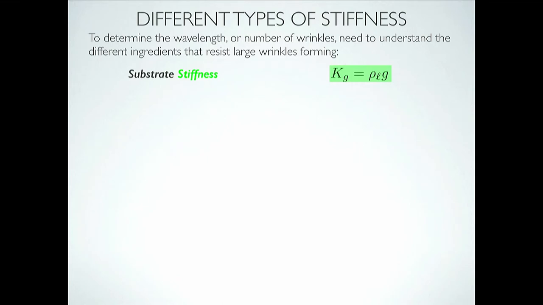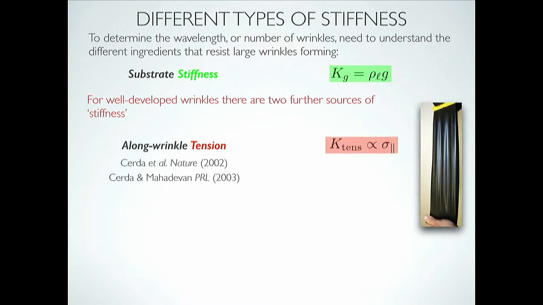This maybe what happens if you have a substrate stiffness, but there are other options for how these well-developed wrinkle patterns can be determined, okay? So one is if you have a lot of tension along the wrinkle length, okay? So this is, again, Sardar Mahadevan in the early 2000s thought about what happens when you pull on a sheet, and there you get an effective stiffness because of the tension that you're pulling with.